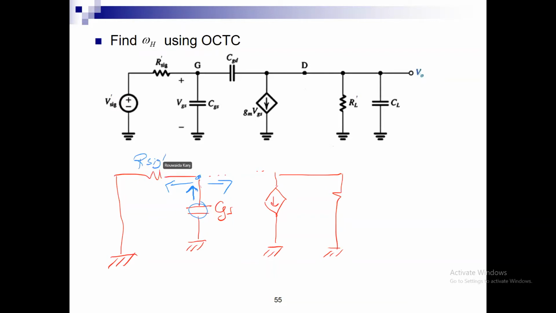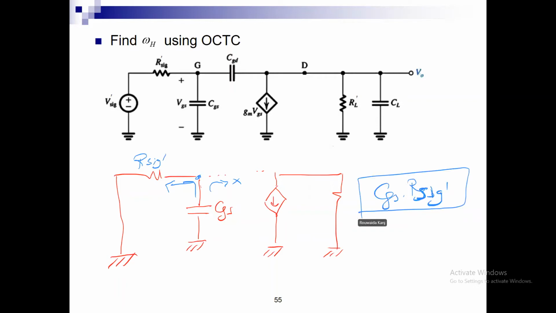So what is the resistance seen by CGS? R sig prime. Because this is an open circuit, in reality CGS is only going to look this way. I don't have anything else and I will see R sig prime. So the time constant is CGS times R sig prime, and this is tau CGS.